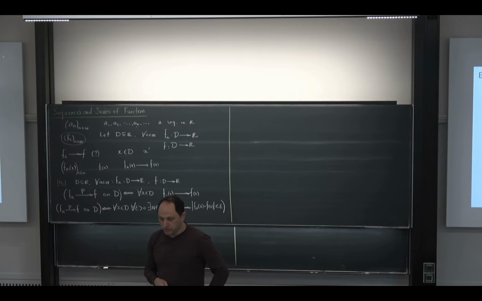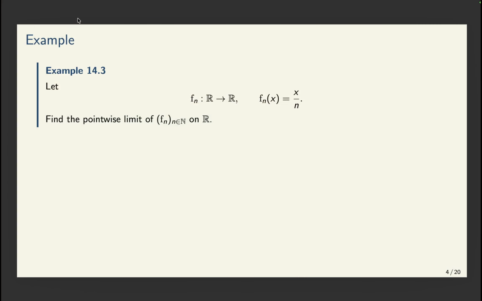So we want to see, if this is the case, how to find the pointwise limit. A sequence of functions is given to you, f sub n from R to R, defined in a very simple way. f sub n of x is x divided by n. Find the pointwise limit of this sequence on R. Okay? So that is what we want to do.